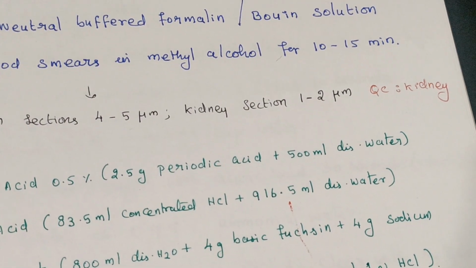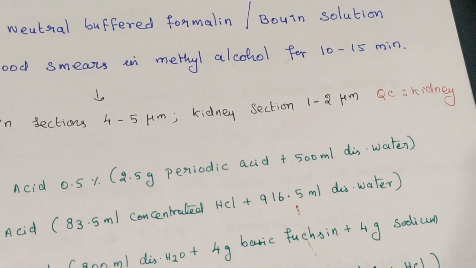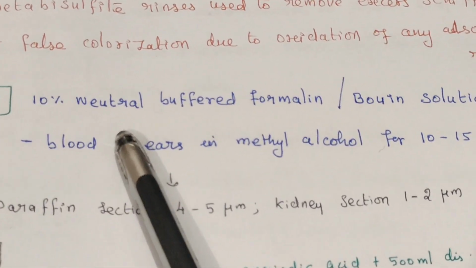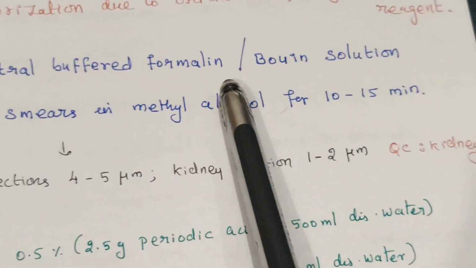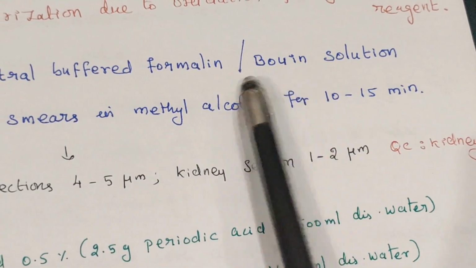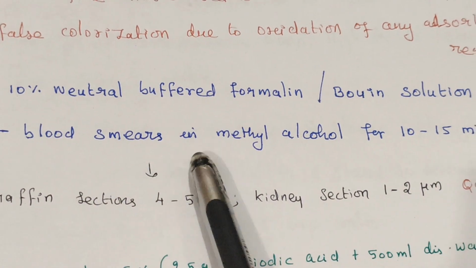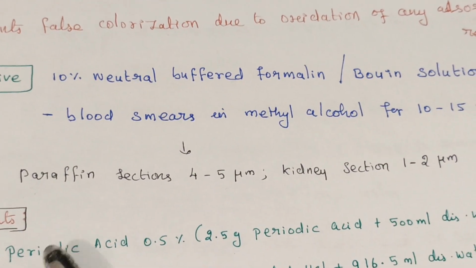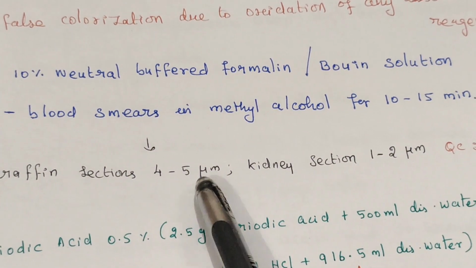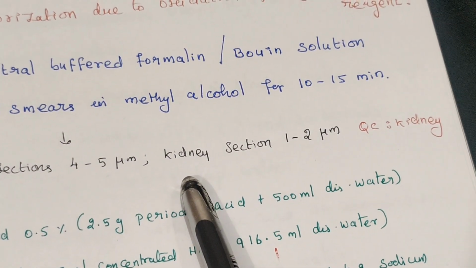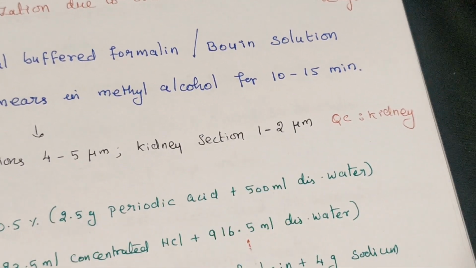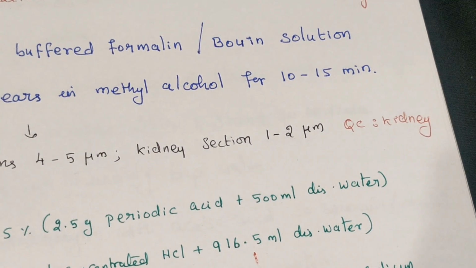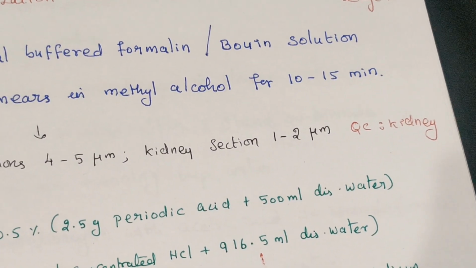For PAS, reagents needed here. Fixative: 10% neutral buffered formalin or Bouin's solution. Blood smear with methyl alcohol for 10 to 15 minutes. In the case of paraffin section, 4 to 5 micrometers. In the case of kidney section, 1 to 2 micrometers. These kidney sections are the best type of tissue for quality control for the PAS reaction.